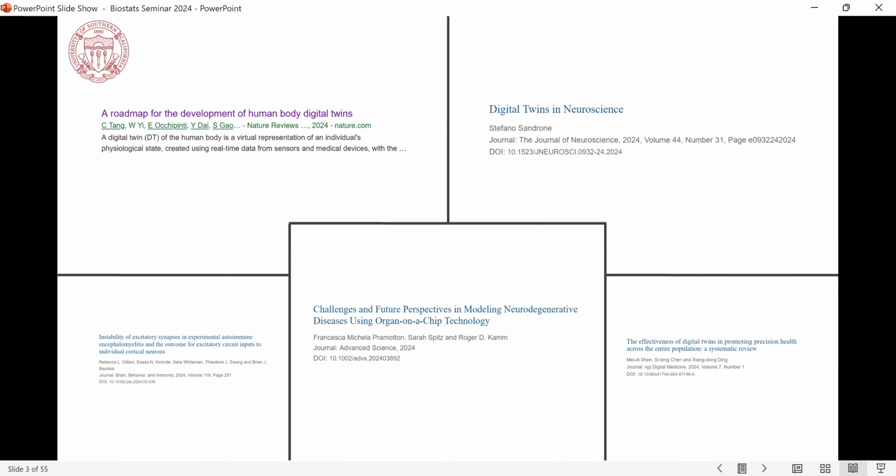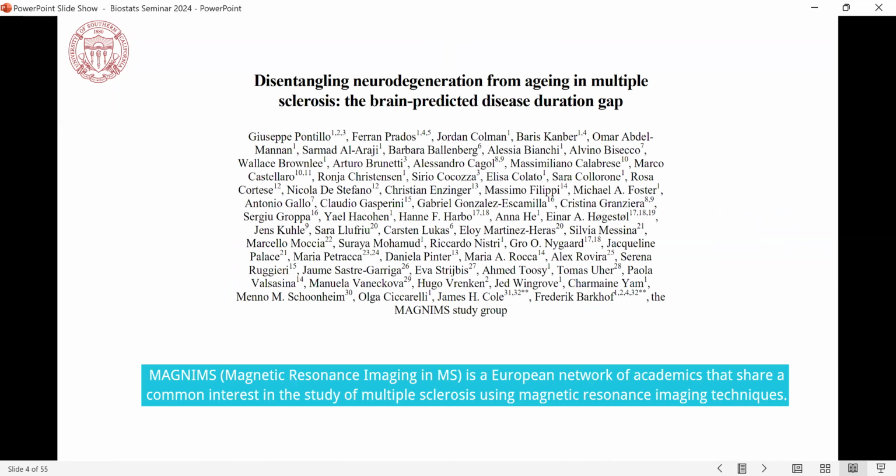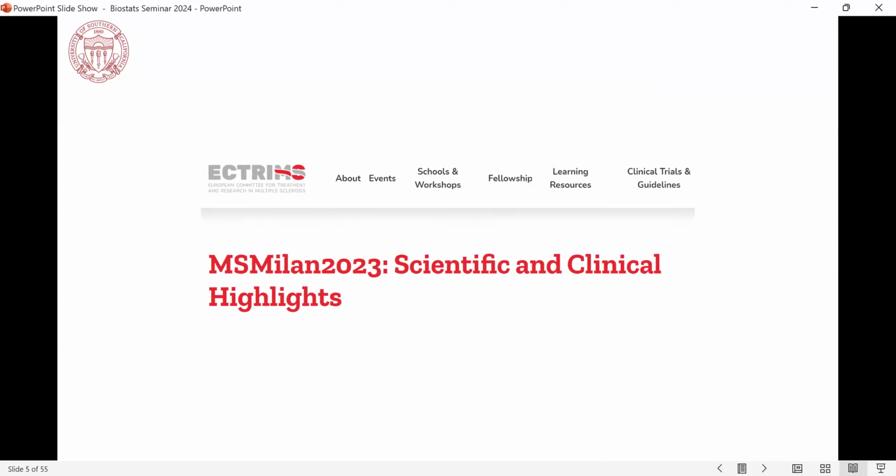It has also been cited by a large consortium in Europe for MRI in multiple sclerosis, as a practice guide. And finally, this made it to the highlight of the largest conference in MS care. We call it ACTRIMS. It's an international conference. So why did it get so much attention about this finding?